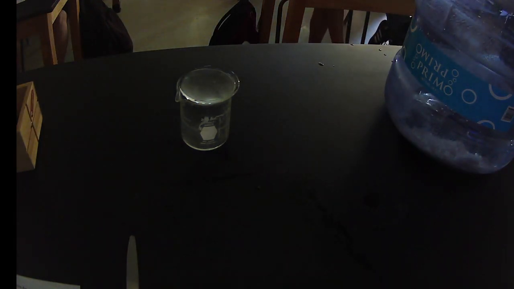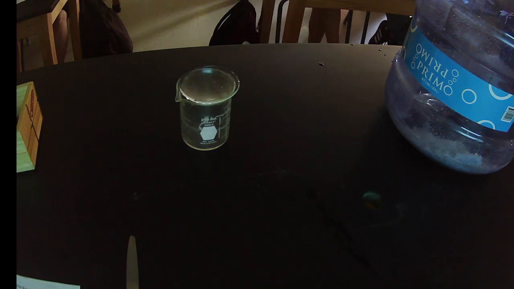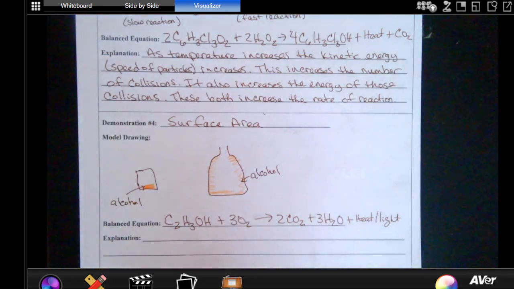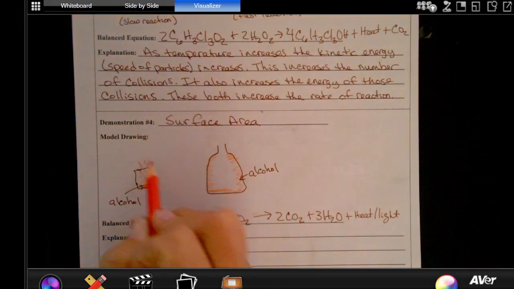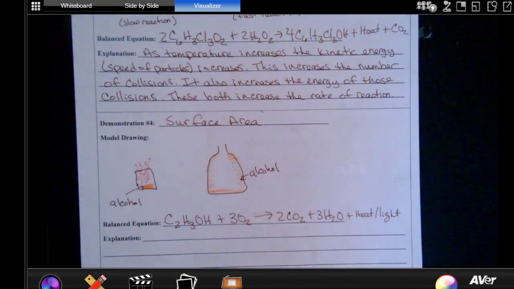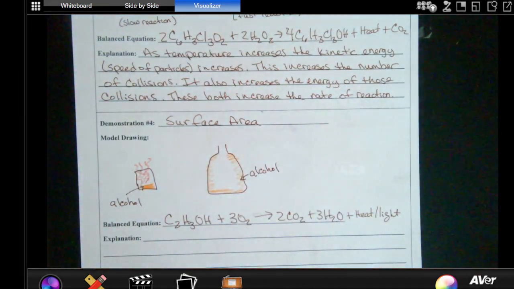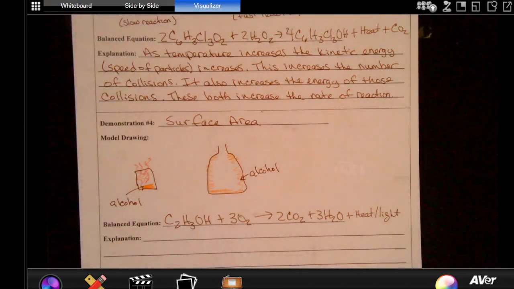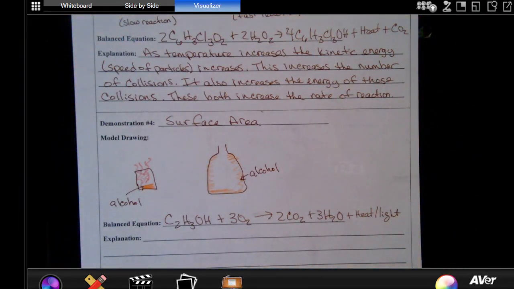Okay. So that first one was just a nice controlled burn, right? Was it very fast? No, kind of slow, kind of easy going, right? So on your sheet, what you're going to do here is draw in what we saw. So it was just kind of like a little fire. And we're going to see what's going to happen to that rate of reaction when I spread it out into the 5-gallon bucket. Okay?